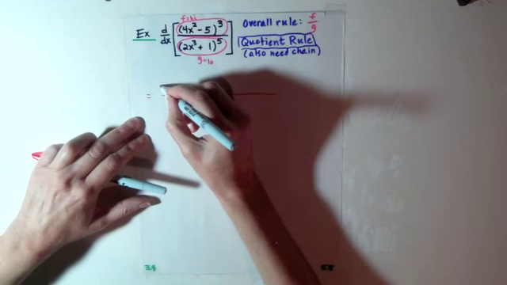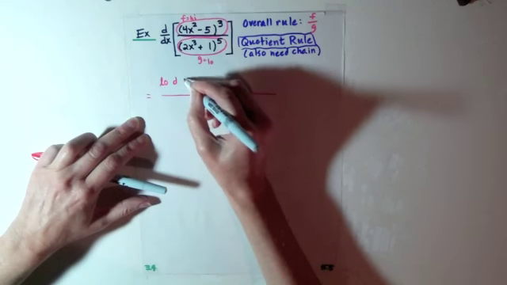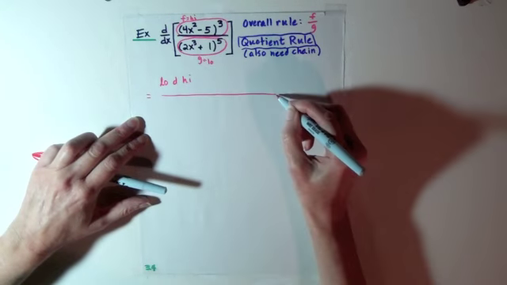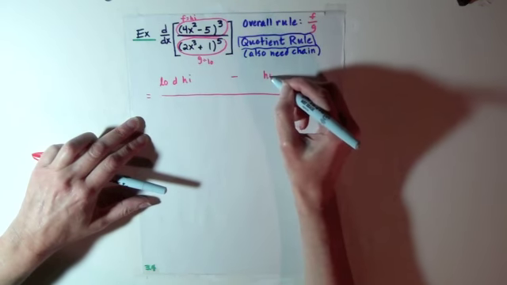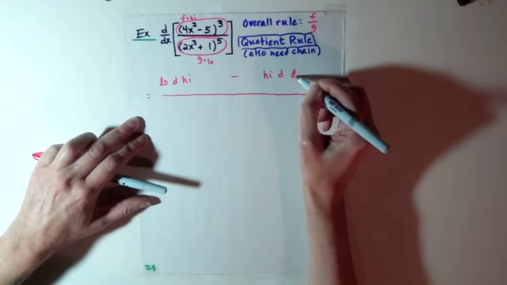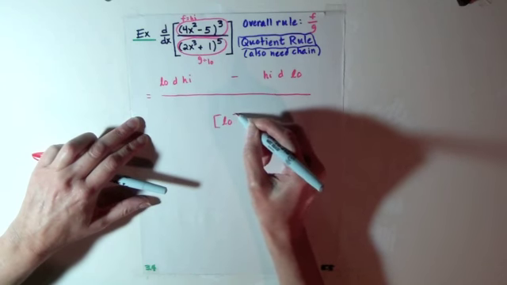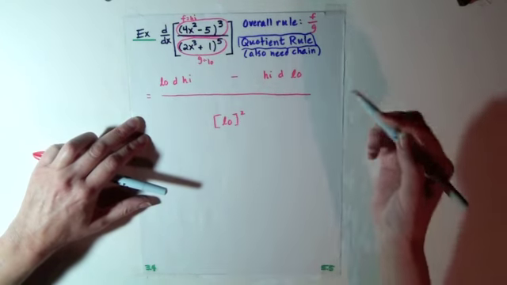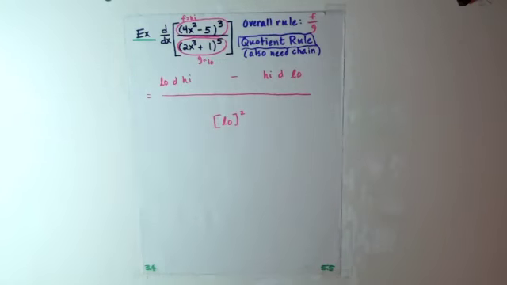So remember, the jingle has to rhyme. I have to do low, d high. I'm going to give myself a lot of room. Minus high, d low. And then square the low, and away we go. If it doesn't rhyme, it means I've got these terms in the wrong order. That's the nice thing about the jingle.